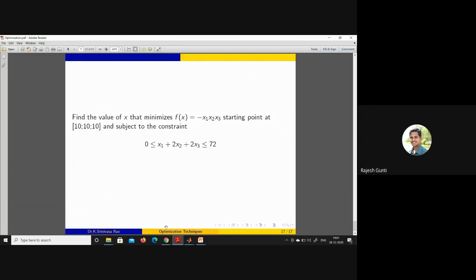Now you tell me how to solve this problem. Find the value of x that minimizes f(x) = -x1 - x2 - x3, starting at the point 10, 10, 10, and subject to the constraint.